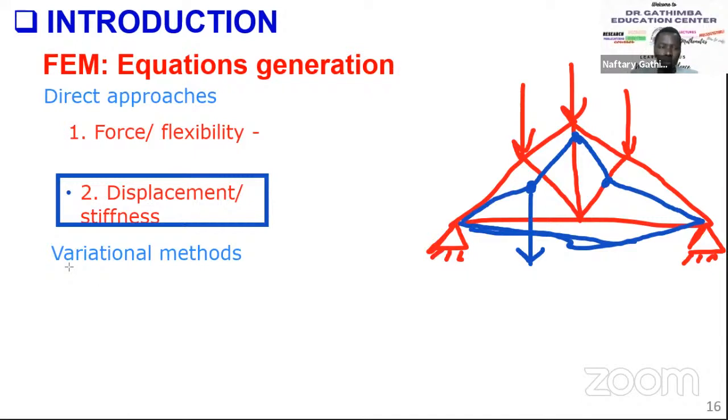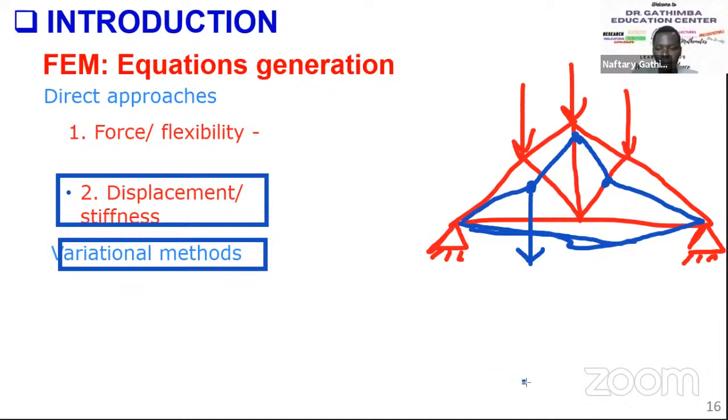So you talked of minimum potential energy, the principle of virtual work in theory of structures 3. How we generate the equation from this method, we call them the variational method. And again, let me just stop there. I don't want to confuse you today. We'll see later on. But this method is mostly used in other fields of engineering.